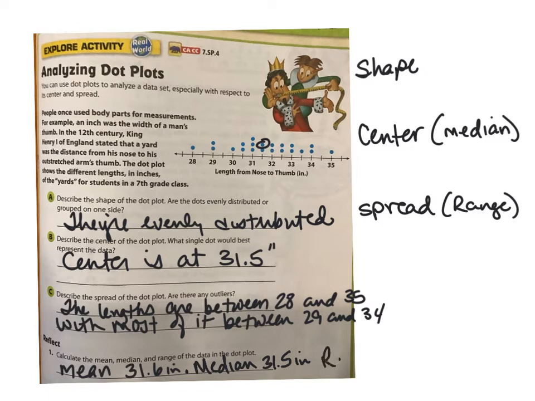They want us to find the range. So we're going to take the highest value of 35, subtract from it the lowest value of 28 to get the range, and it is 7.